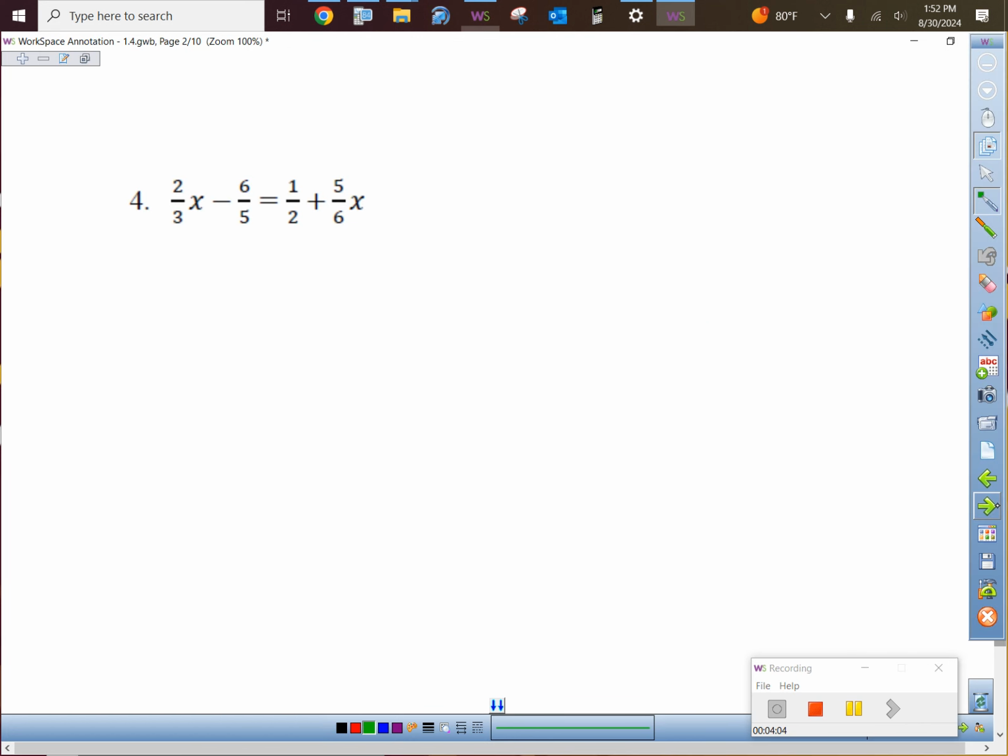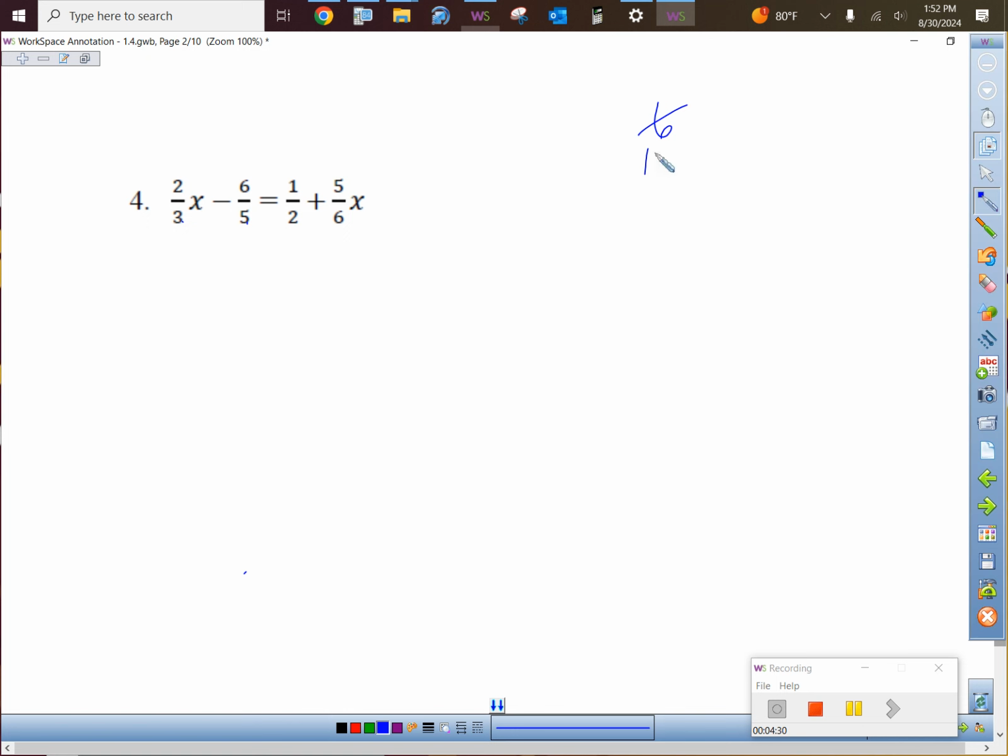Check this one out. It's got lots and lots of denominators. Here's my secret. Find the biggest one. Out of all those denominators, which is the biggest one? 6. I'm just going to make a list of multiples of 6, and check if each one of these other denominators goes into 6 evenly. Does 3 go into 6 evenly? Yes. 5? Nope. You know what I mean? So 6 is not going to work.